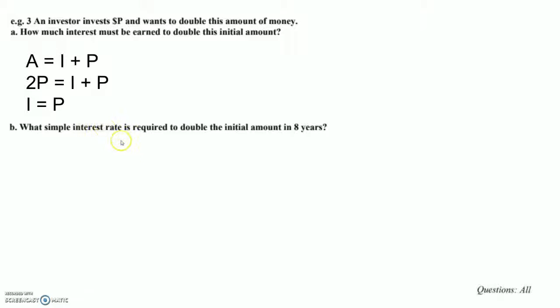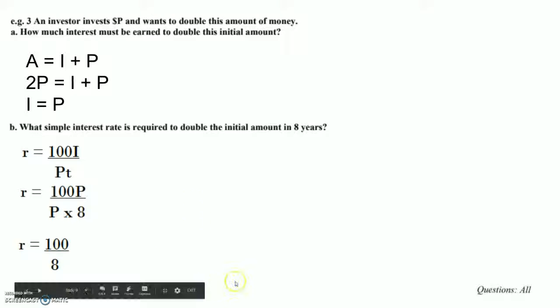And B, what simple interest rate is required to double the initial amount in 8 years? So we're trying to figure out what our R is. That means R equals 100I over PT. And because we know this formula, we can just sub in our values. So this is 100P because our interest I equals P. Remember from our previous question, I equals P. So that's 100P over P times 8. And then you can cancel out your P's. So that R equals 100 over 8. That's going to give you 12.5%.